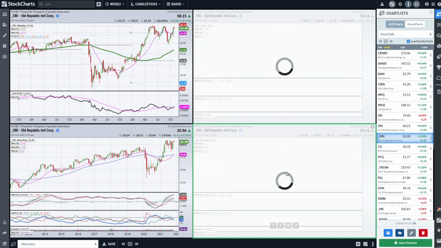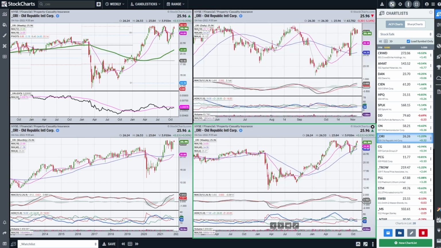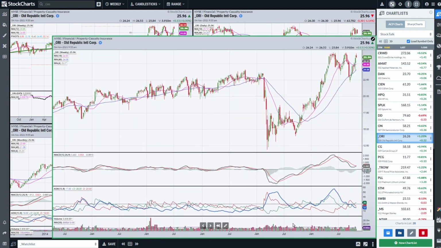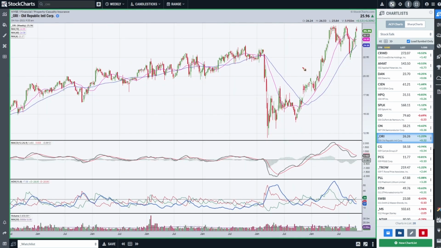Old Republic, so this is the first of the financials, and we've got this similar pattern that has developed. Let me just show this on the weekly. We made this strong move to the upside. Okay, this is a nice move to the upside. You can know that it's strong because you've got confirmation on an ADX basis, and we did get a good reading on the MACD as well.